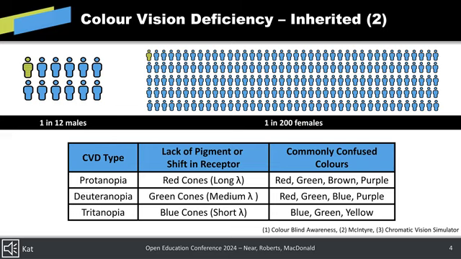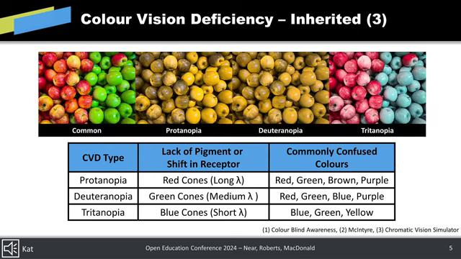CVD is for the most part genetic, and that's why we see males are more affected than females. About 1 in 12 males are affected by it and about 1 in 200 females. But overall, it affects about 9% of the world's population, which is a decent amount. So here's a photo of apples, and we put different filters on it so you can see what the world looks like to people with different forms of CVD.